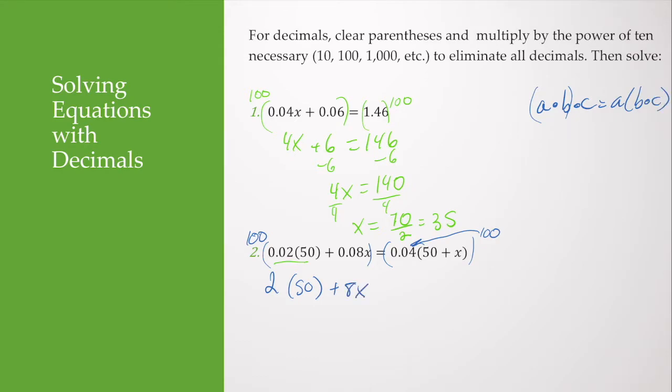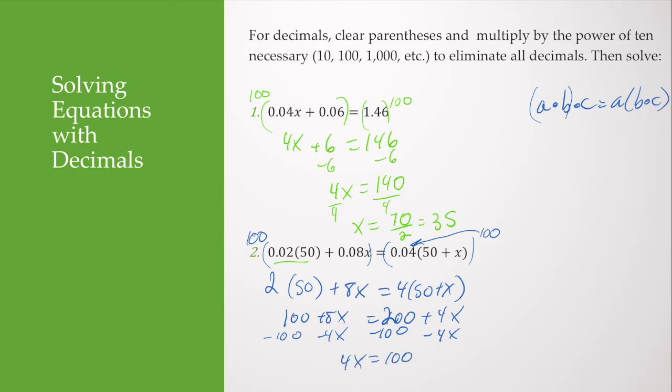Plus 8x equals 4 times 50 plus x. I have 100 plus 8x equals 200 plus 4x. I subtract 100 from both sides to isolate my variable on the left. I subtract 4x from both sides to isolate my constant on the right. I get 4x equals 100, so x is 25. If I was to divide by 4, 100 divided by 4 is 25.